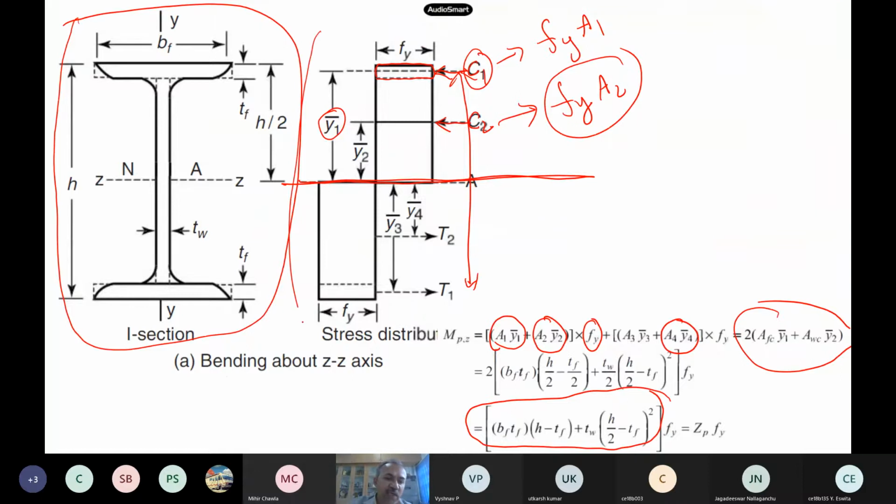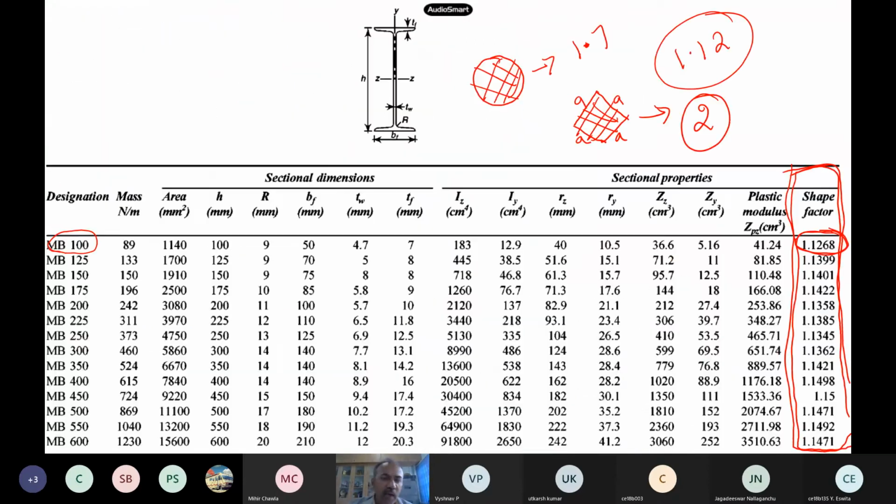Similarly, for the I section it is all straightforward. The only thing is you have to split the problem into four parts, with the flange and the web separate in compression and tension. This is how you have to calculate these numbers, and you can calculate on both the major axis and the minor axis. And I showed you that for most I sections the shape factor lies approximately at 1.1 to 1.13, 1.14, somewhere around 1.2. These numbers will be located around there.